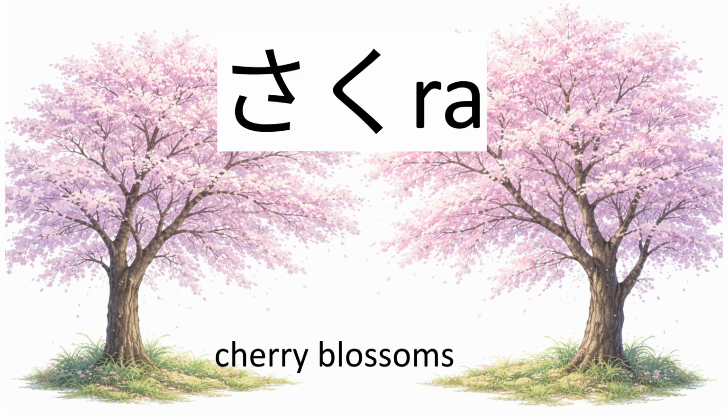This is the Hiragana character, sa. Repeat after me, sa. This is the Hiragana character, ku. Say it aloud, ku. Combine sa and ku can form part of the word sakura, which means cherry blossom.